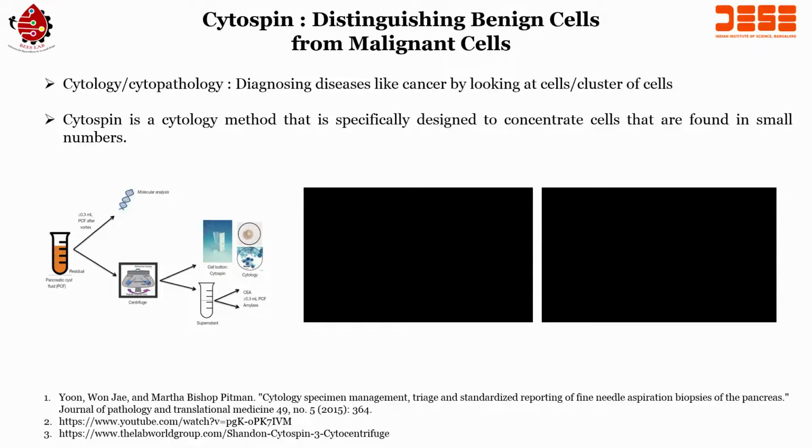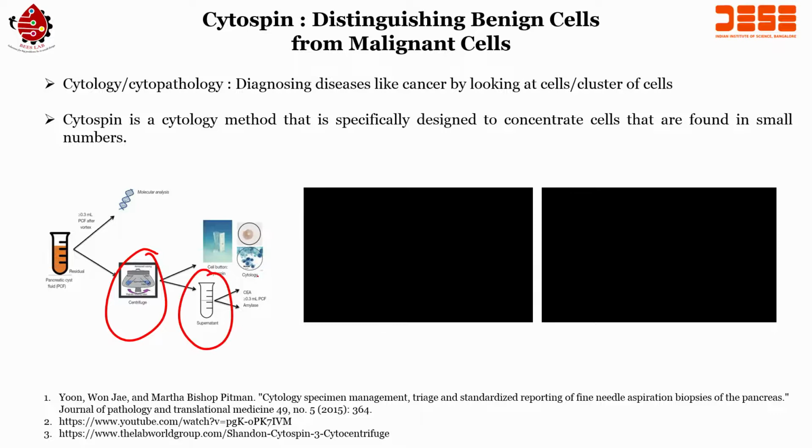Now, there are two things. One is cytology which is cytospin based. Cytology is the study of cells, by the way. Cytopathology is the study of the cells, whether there is a change in the shape or morphology, from the pathological angle. Cytospin is a system that is used to smear the cells on the glass slide, right. So, cytospin is a cytology method that is designed to concentrate the cells that are found in small numbers.